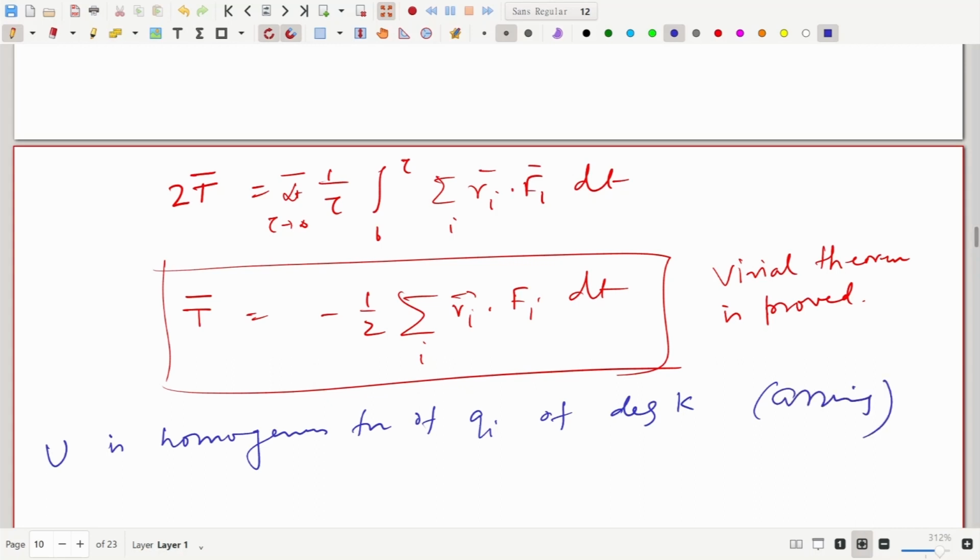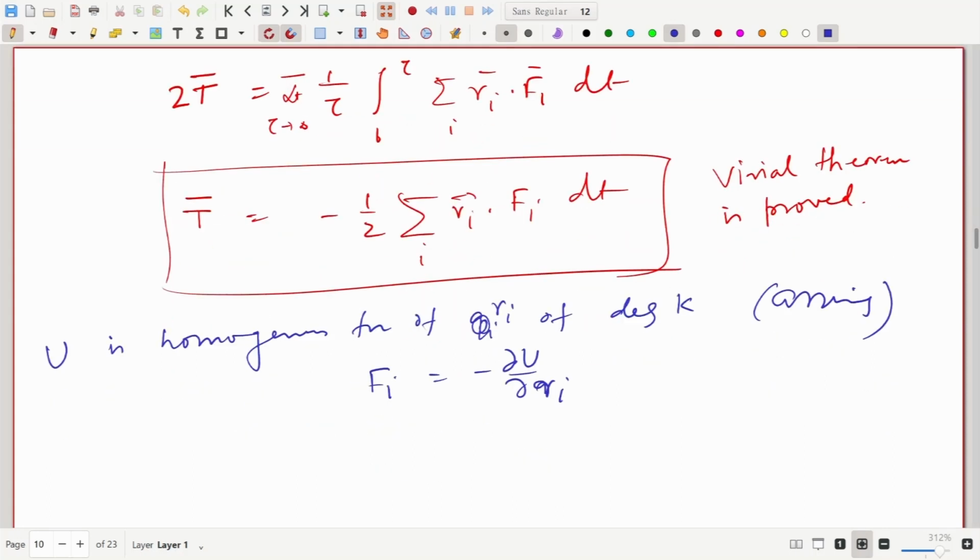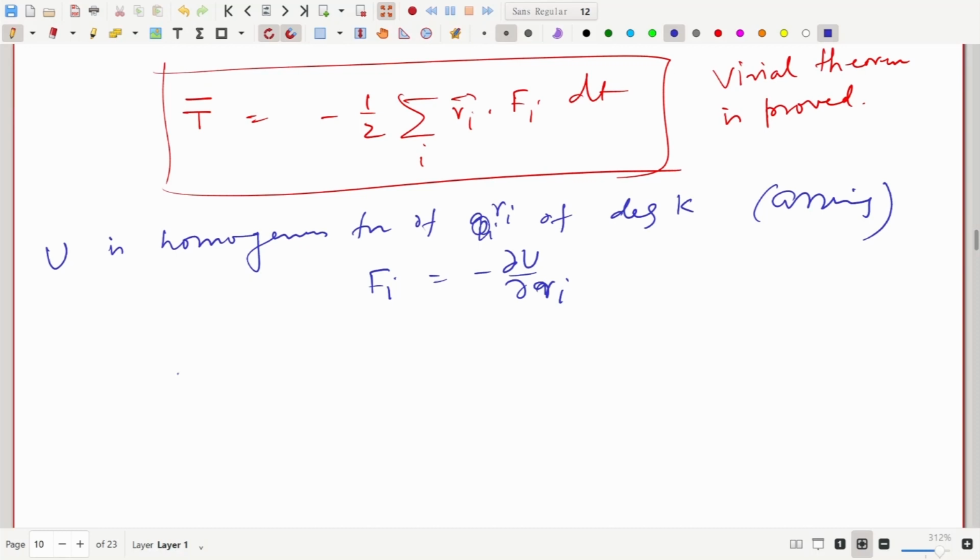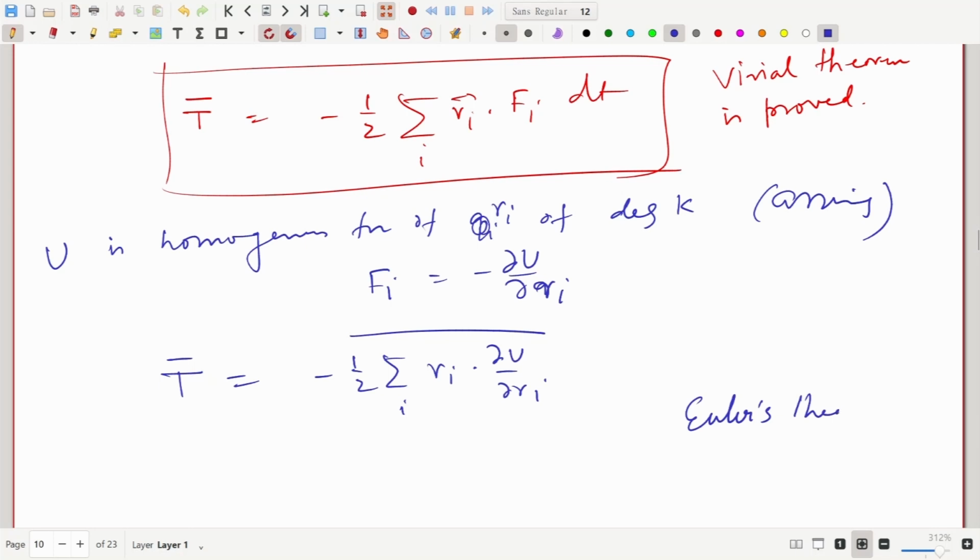If we assume this, we can simplify, and F_i is minus del U del, sorry, it is a homogeneous function of r_i, we are using r_i. So now T bar you can write with this assumption as minus half sum over i r_i dot del U del r_i, the long time average. But now we can apply Euler's theorem again, Euler's theorem for homogeneous functions.